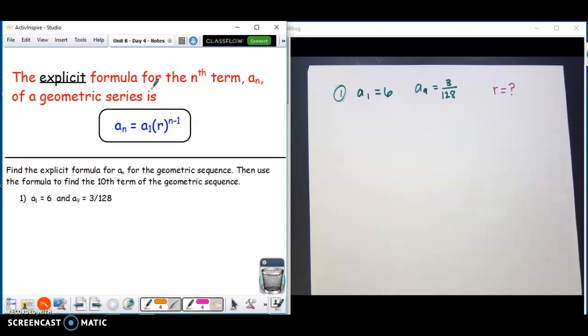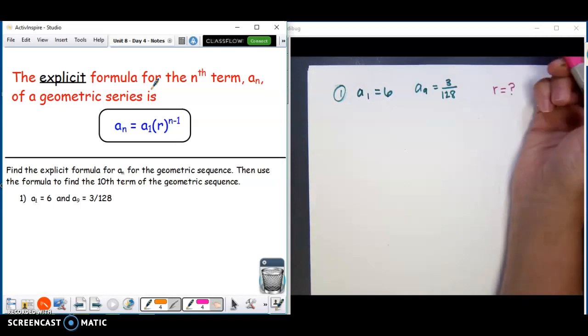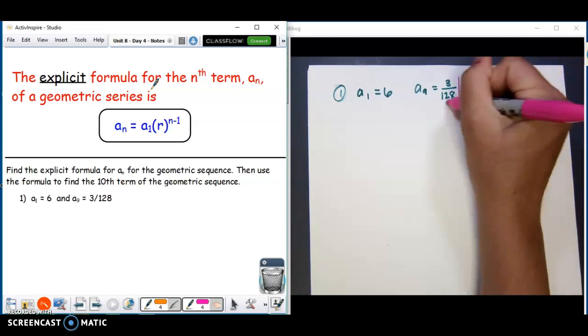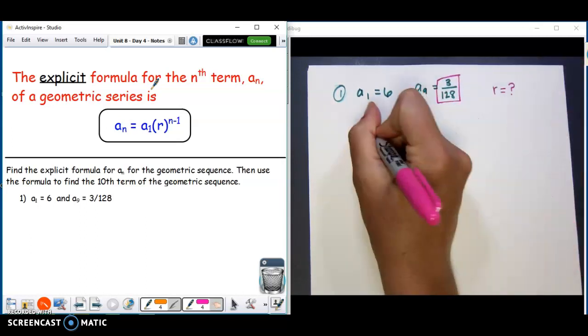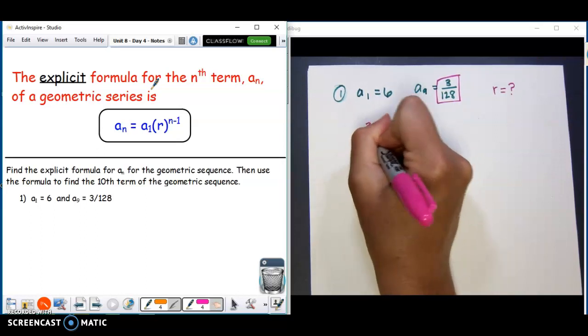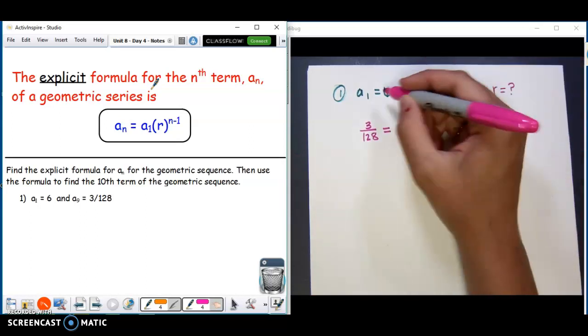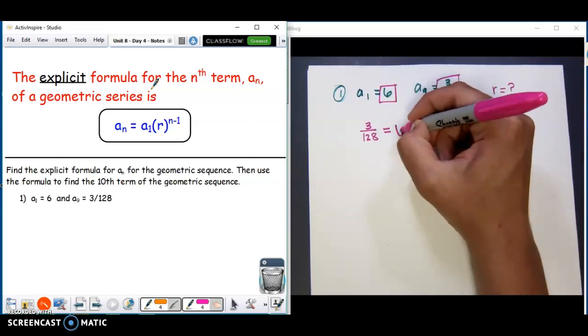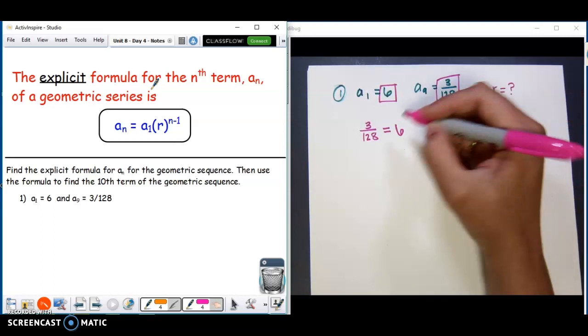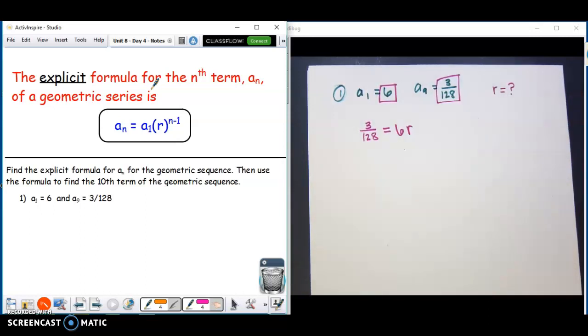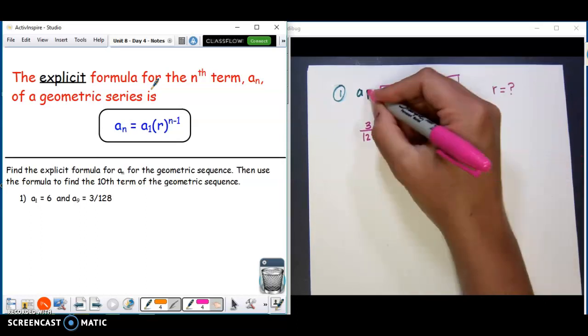To find r, it's a little bit different. What you're going to do is take, and just like I did with common difference, I normally take the last number first. So we're going to do the 3 over 128. You're going to set it equal to your other number, 6. I'll explain why in a second. Then you're going to have your r for ratio, and the exponent of your ratio is going to be 9 minus 1.